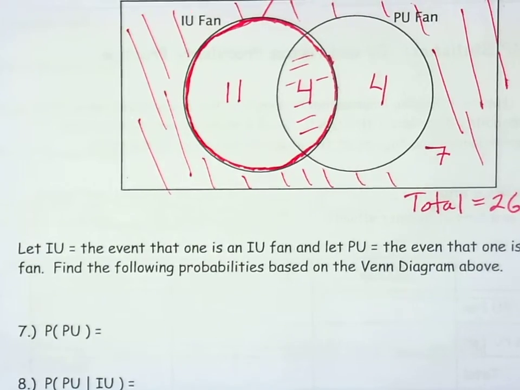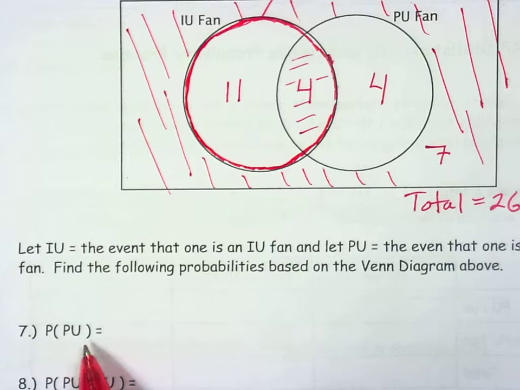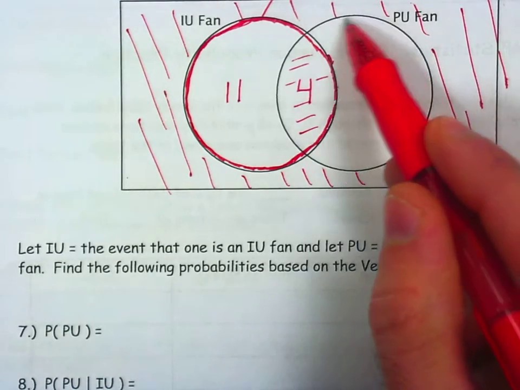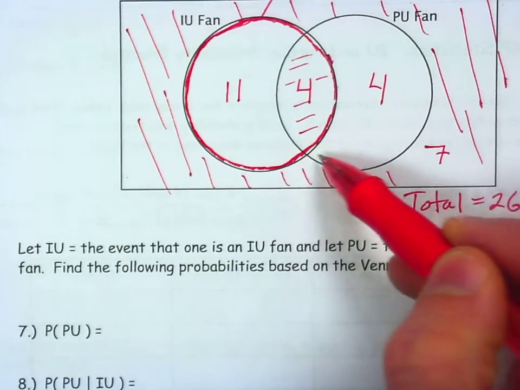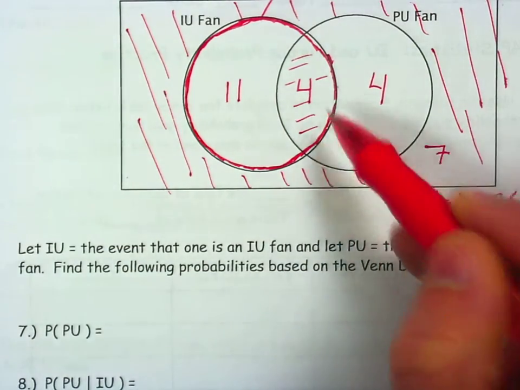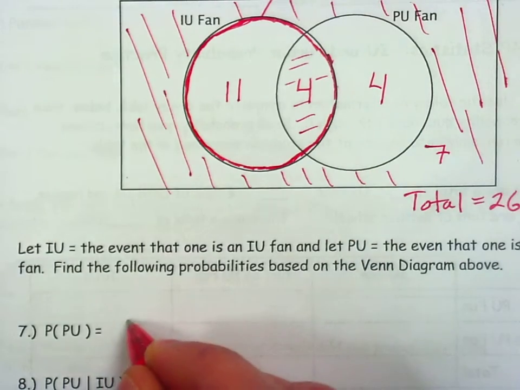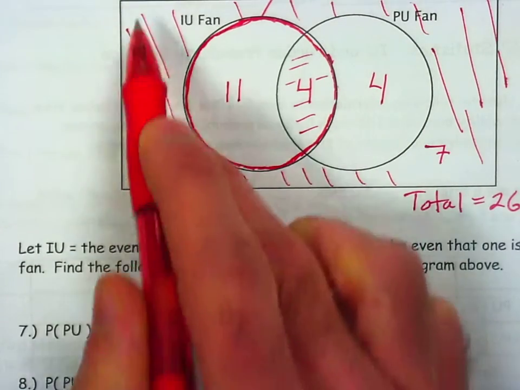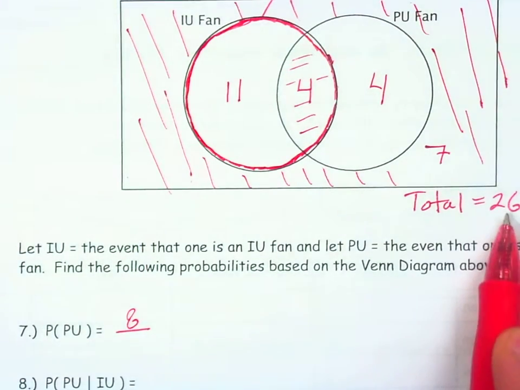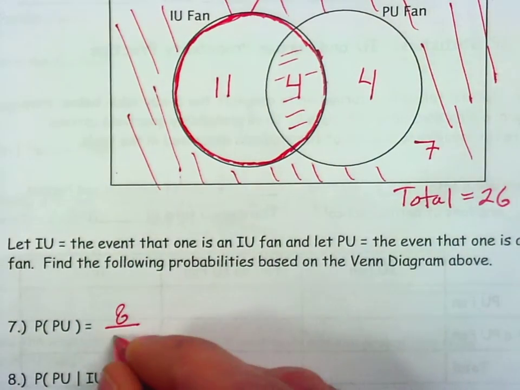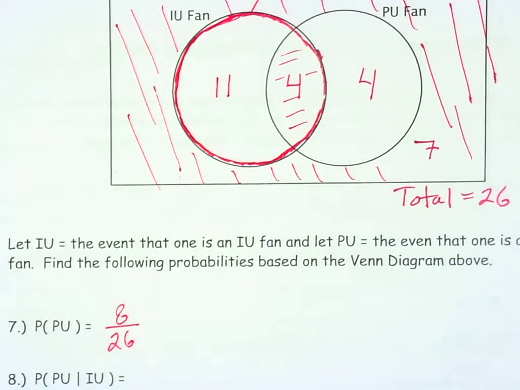So number 7. In order to be a Purdue fan, you have to be inside of the Purdue circle. So I can just count all of the observations inside of the Purdue circle. That includes the 4 and the 4. That makes 8. So those 8 are what I want. That would go in the numerator. And the total, what's possible, is I could have selected anyone within the rectangle, and I know that that total is 26. So 8 out of 26 would be my probability.